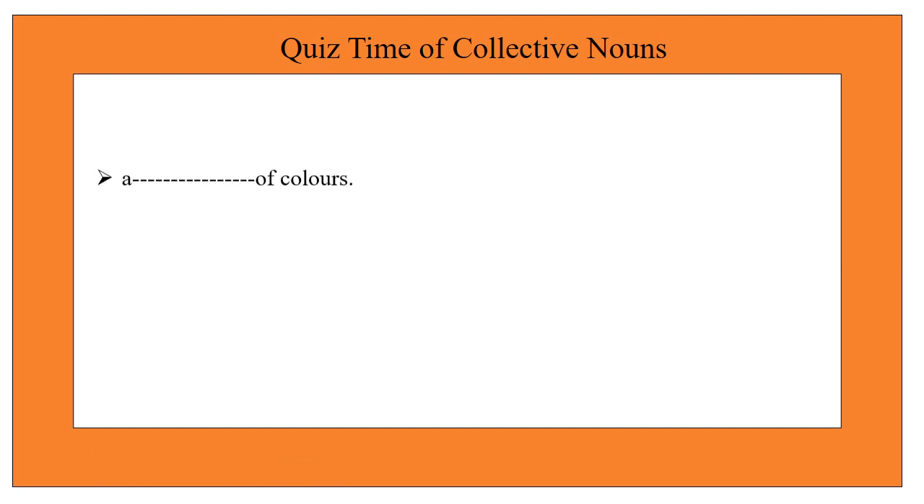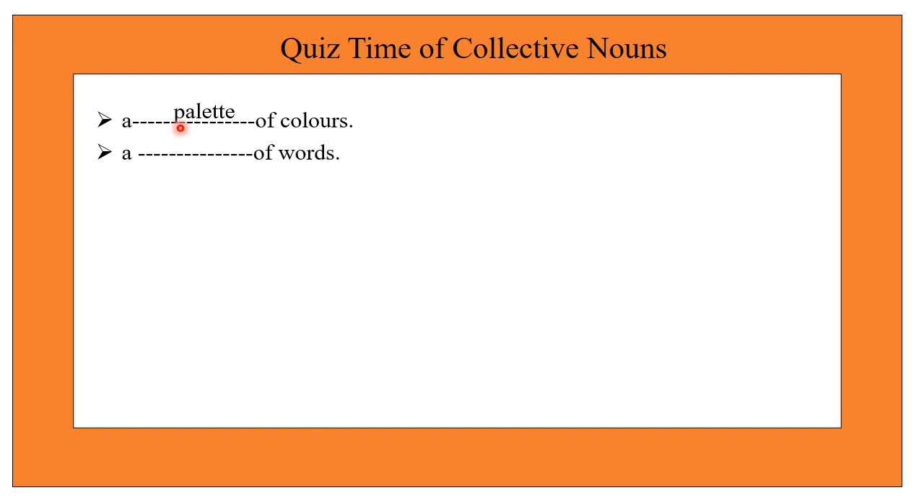Now let's see the next example, a dash of colors. It is known as a palette of colors. Next example, a dash of words. When there is the collection of lot of words, it is known as glossary of words. Next example, a dash of angels. Okay, it is known as a host of angels. Next example, a dash of dancers.